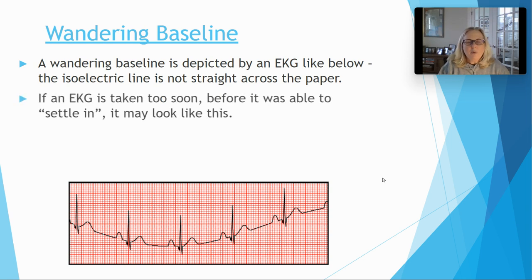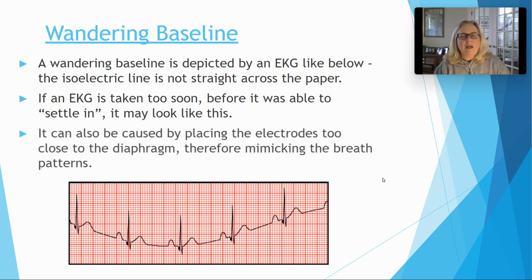So normally, it can also happen if the EKG is just settling in. So if you just hooked them up like 3 seconds ago, it might look like this, but you got to let it kind of calm itself down and do its thing. But most of the time, it's caused because the stickers are placed too close to the diaphragm. And I know we talked about that in sticker placement. So make sure you're on the fifth intercostal space and not down lower by the rib cage. That lower part of the rib cage is where your diaphragm is.